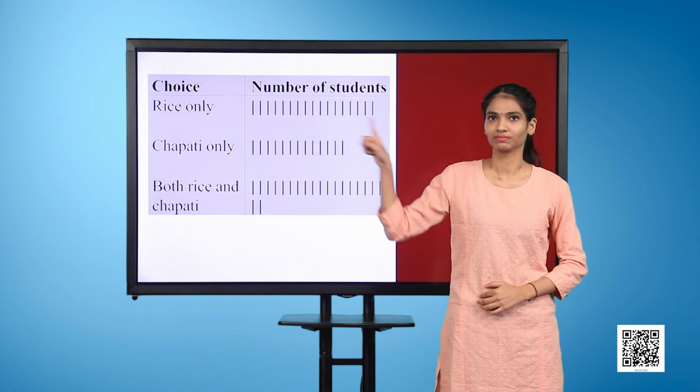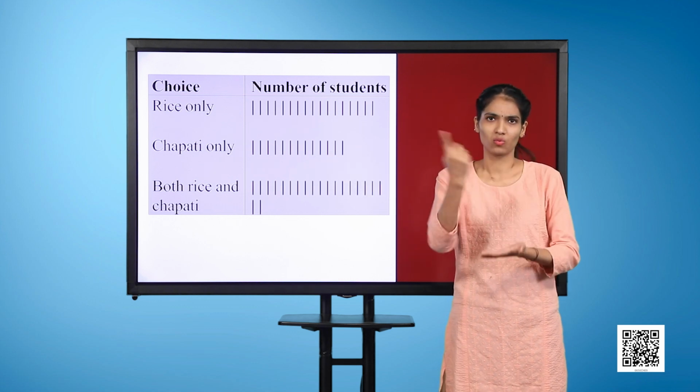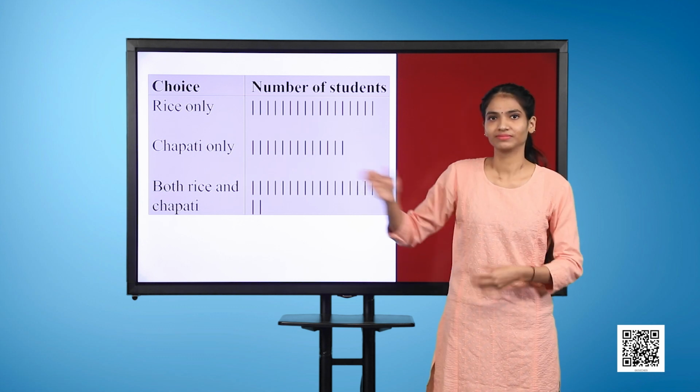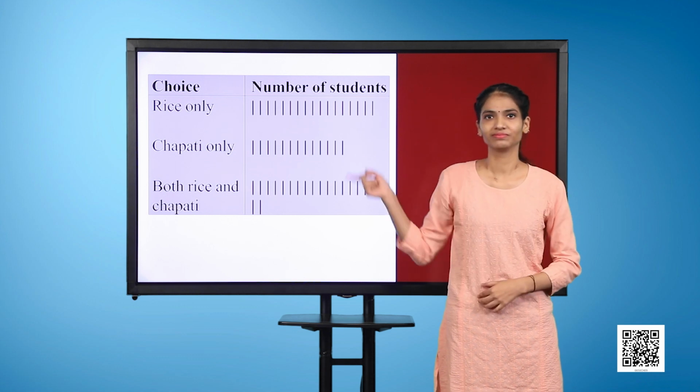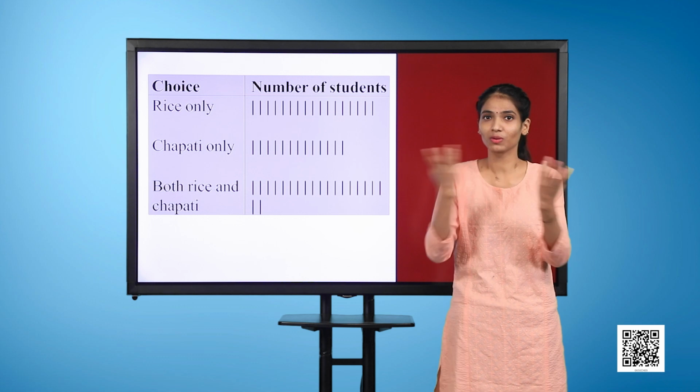The table is like this: column 1 choice, column 2 number of students. Rice only, marks. Chapati only, marks. Both rice and chapati, marks.